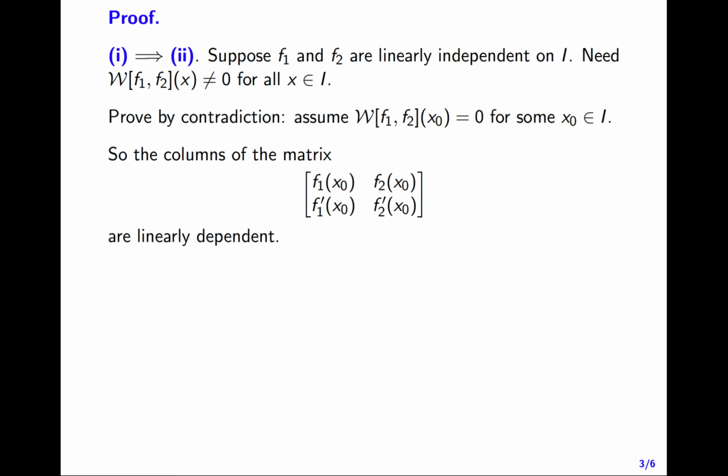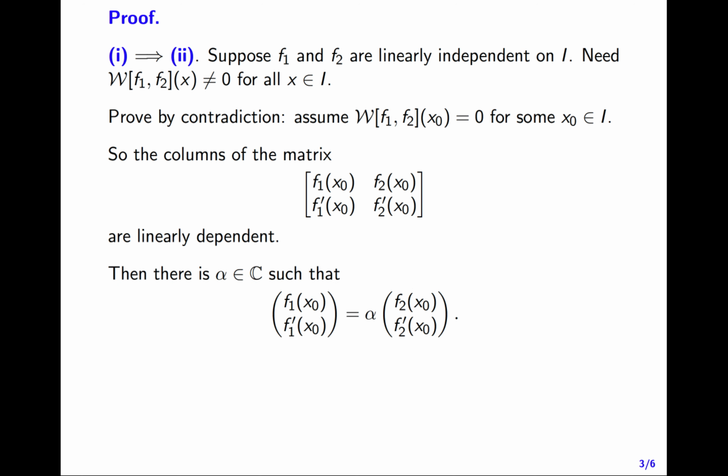Well, if the Wronskian on f1, f2 at x0 is 0, then the determinant of this matrix, f1 of x0, f1 prime of x0, and then the other column, f2 of x0, f2 prime of x0, is 0, so its columns are linearly dependent. And I have only two columns here. That means they're scalar multiples of each other. So I can find a complex number alpha such that the vector f1 of x0, f1 prime of x0 is equal to alpha times the vector f2 of x0, f2 prime of x0. This is just standard linear algebra, linear dependence, determinant being 0.